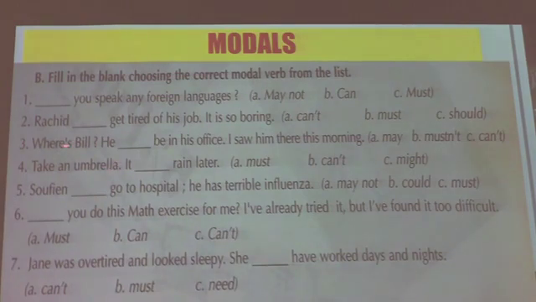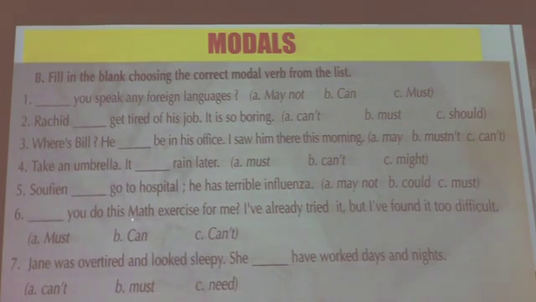Take an umbrella, okay? So when it rains, we use an umbrella to protect ourselves from the rain, in order not to get wet. It rain later, okay? Maybe in this case we are sure about the rainfall. Now five, Sufyan go to hospital. He has terrible influenza, okay? So he went to hospital because he suffers from terrible influenza.